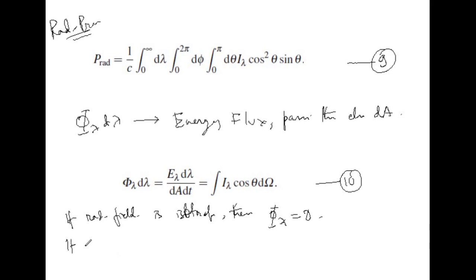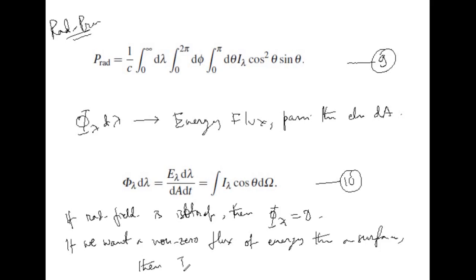So, if we want a non-zero flux of energy through a surface, then I lambda must be a function of theta. And why are we talking about this? You must be wondering. Well, the reason is simple.